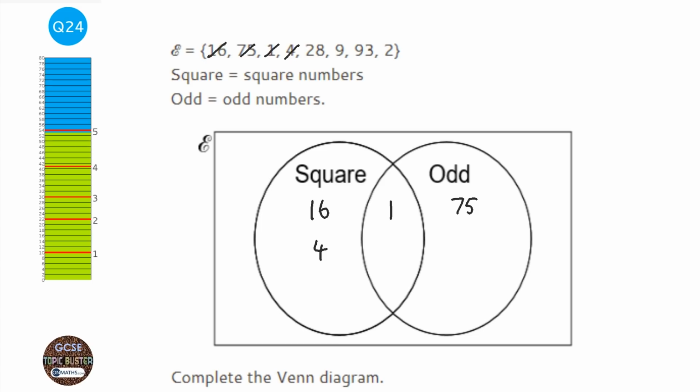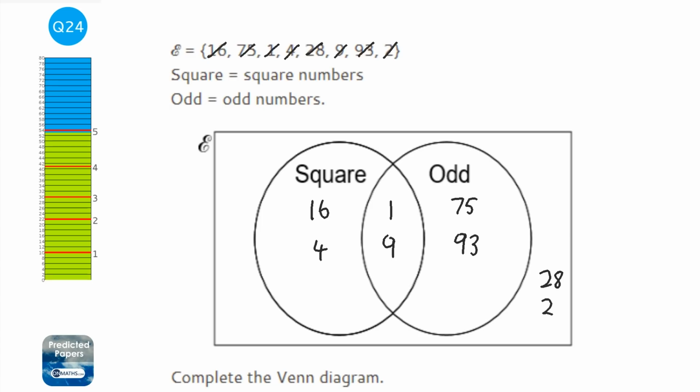28. Now 28 is not a square number and it's not odd, so that's going to go out here. 9 is a square number and it's odd, so that's going to go there. 93 is not a square number but it is odd. And 2 is not a square number or odd. So that's going to go on the outside here.